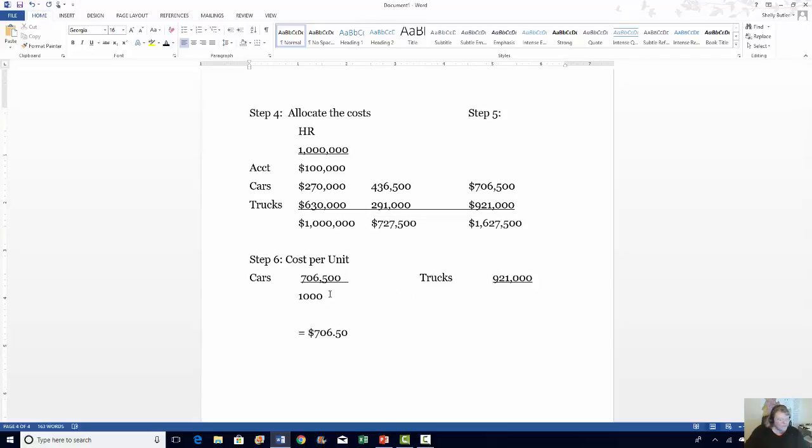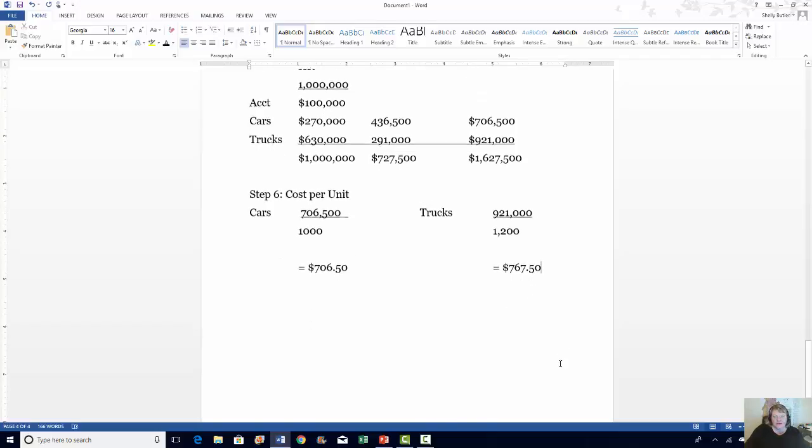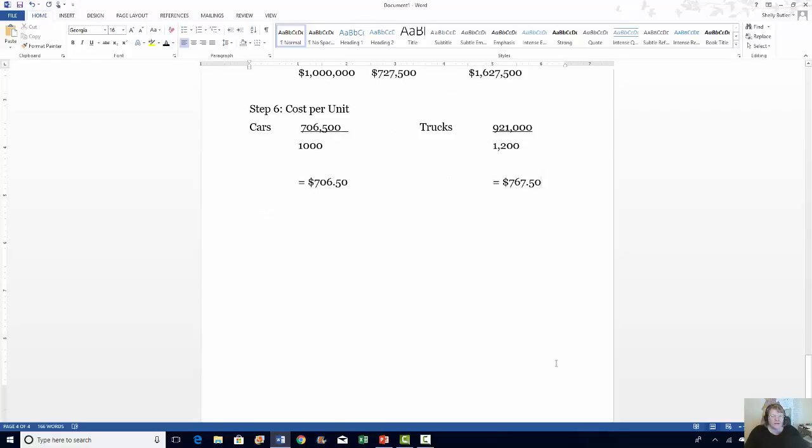One way to do it is that way. And we made 1,200 trucks. So our cost per unit is $767.50. That is our service overhead per unit for each car and each truck. Now we don't have the direct materials and the direct labor for those trucks, but these are trucks and cars. But this here is our service overhead per unit.